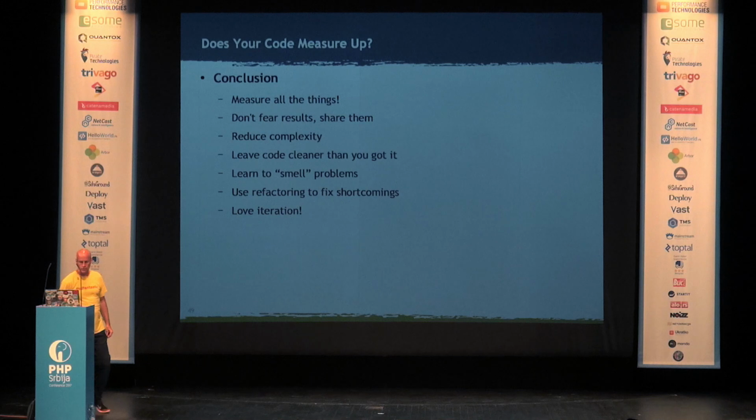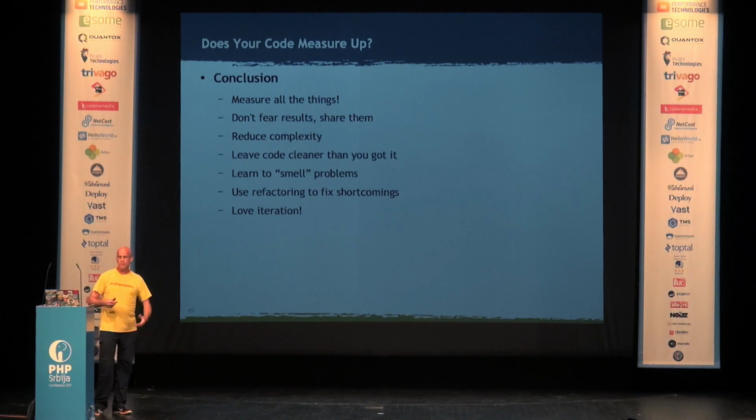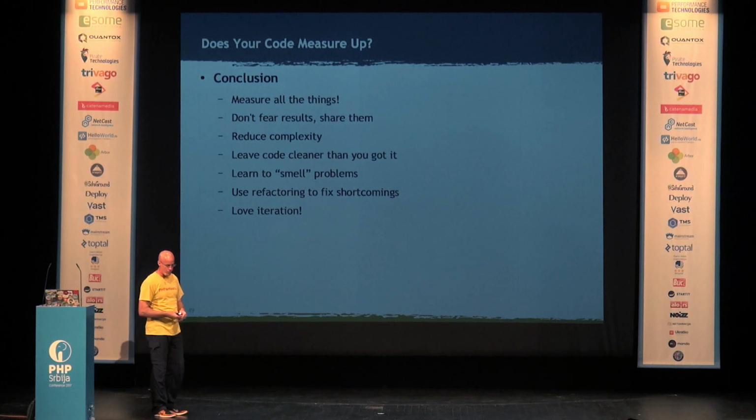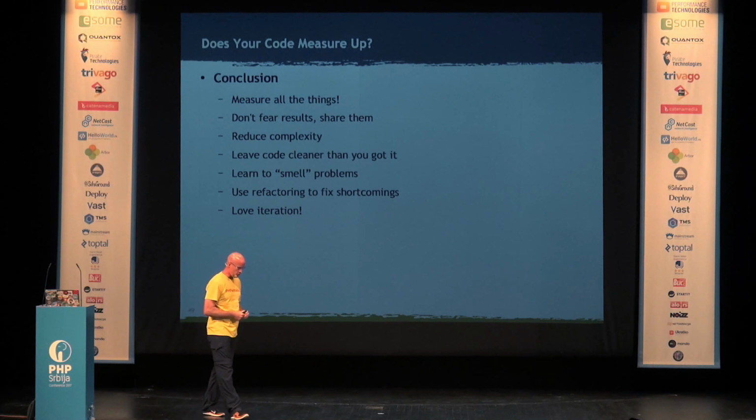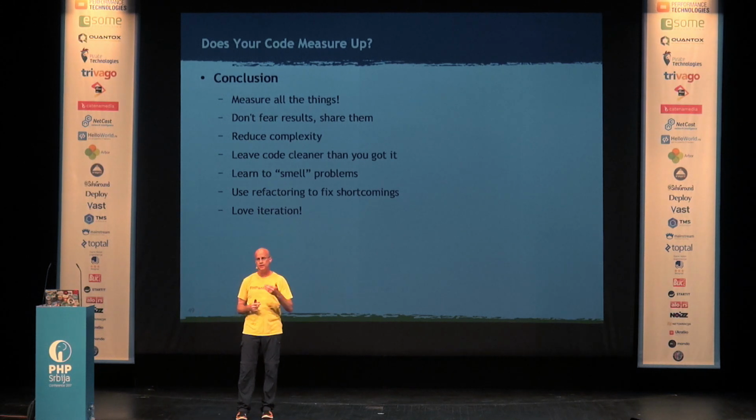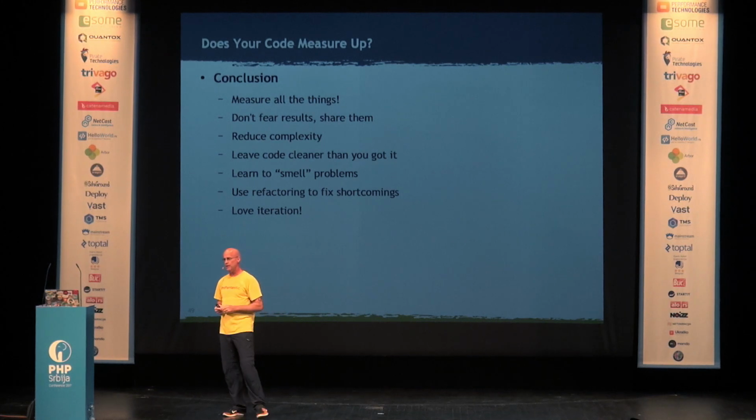So, in conclusion, we want to make sure that we're measuring everything. As you're running these tools, we want to measure everything. You should be doing it often. You should be doing it constantly, always measuring the quality of your code. If you're not constantly measuring, you might miss something. And don't fear the results. Share them. When you're running the results of the tool, share them with your teams. Share them with your company. If you're not sharing it with your company, they're not going to know that you need to be given extra time to fix some of these things, right?